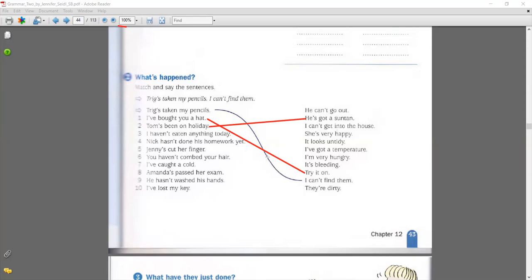Okay, then I haven't eaten anything today. I am very hungry. Nick hasn't done his homework yet. He can't go out. Jenny has cut her finger. It's bleeding. Teacher, what's the meaning of bleeding? Bleeding kiyanne blood yanawa kiyana eka. You haven't combed your hair. It looks untidy.